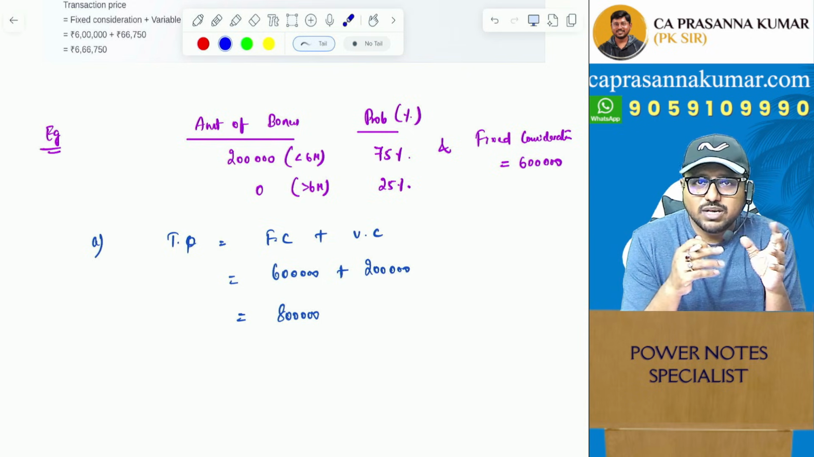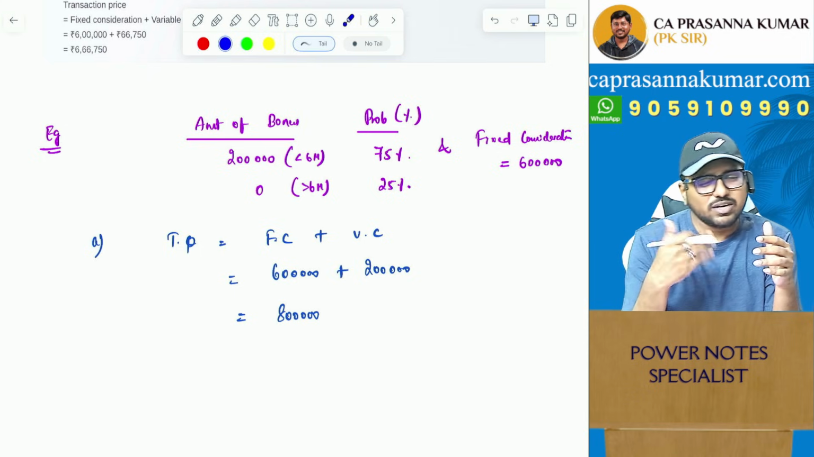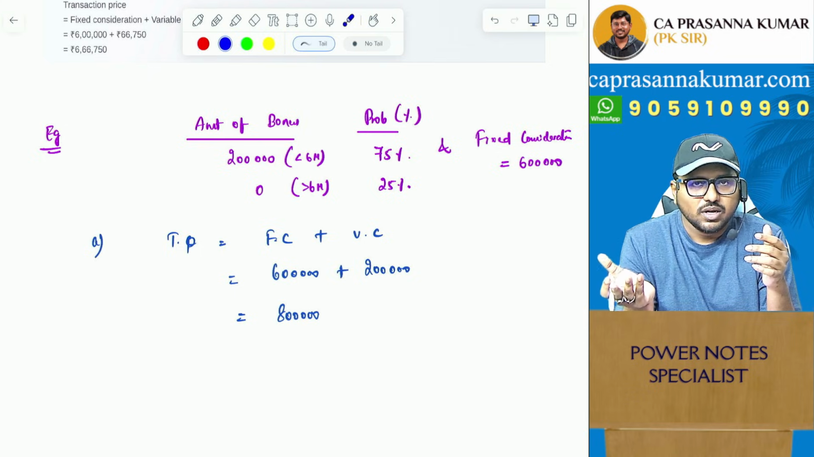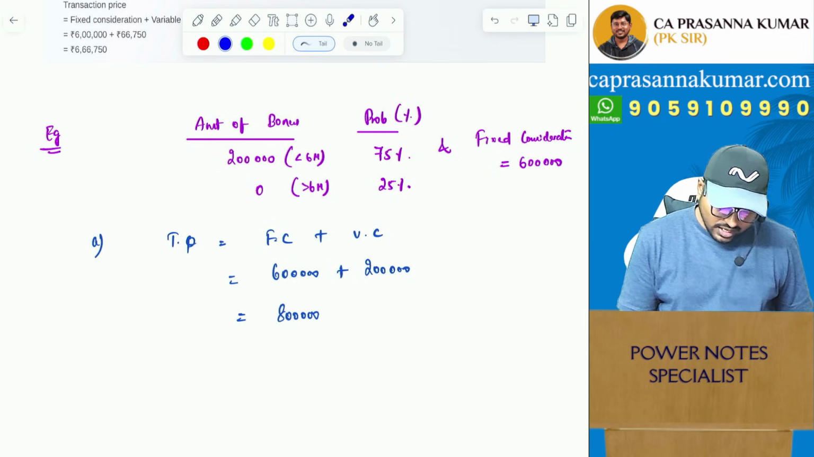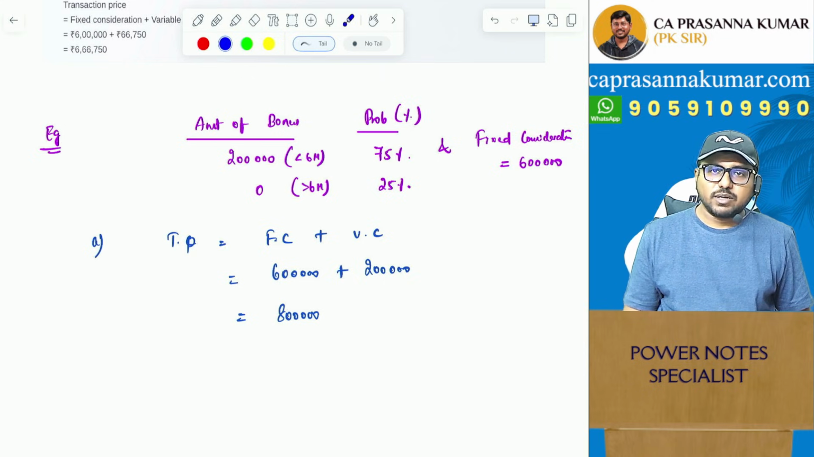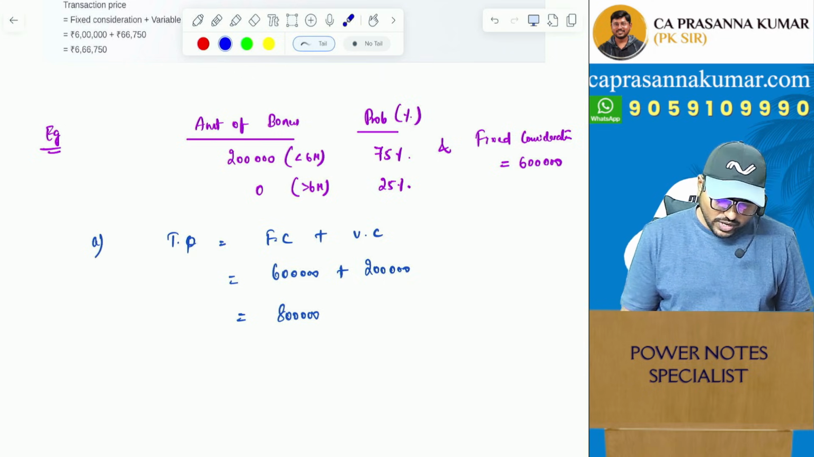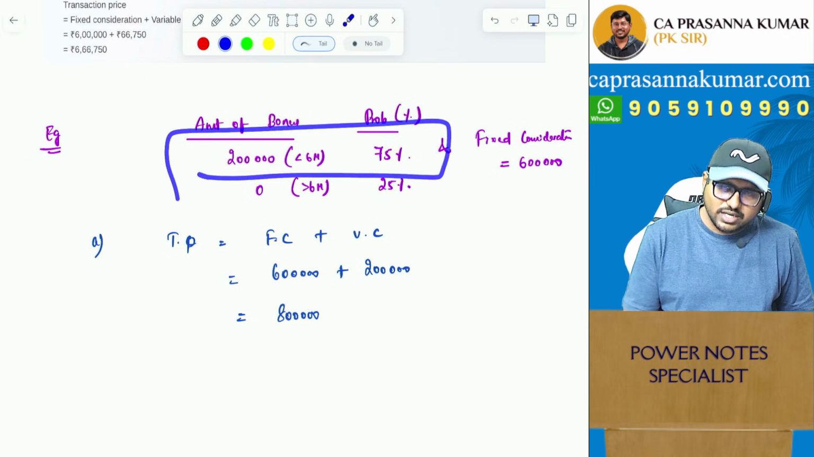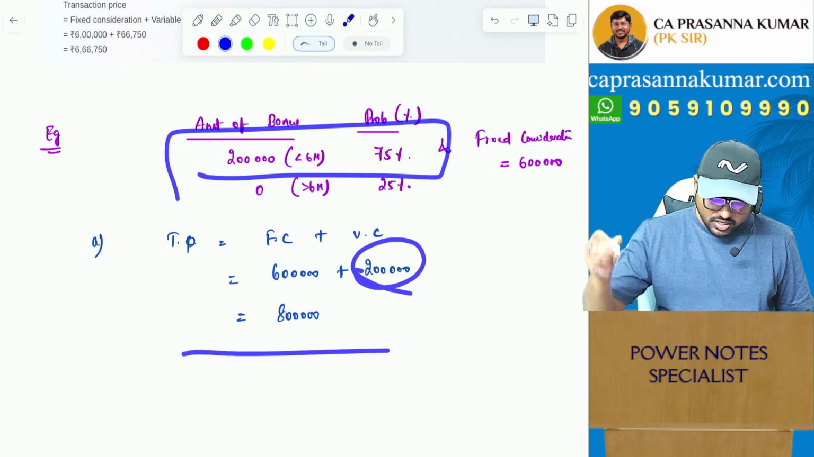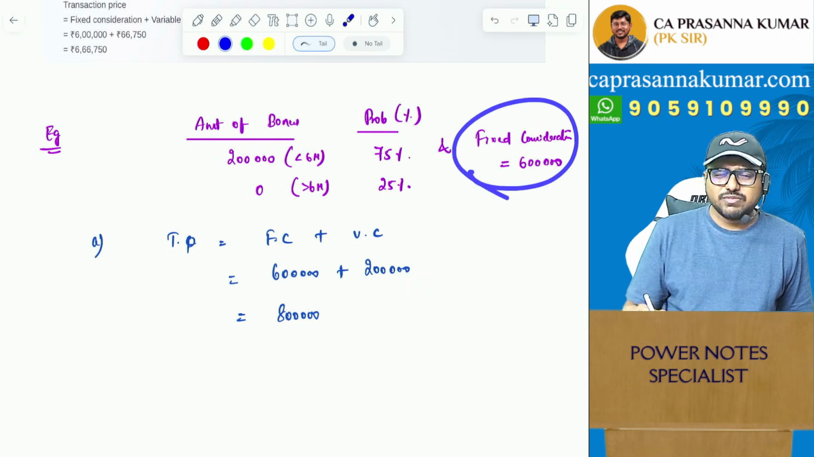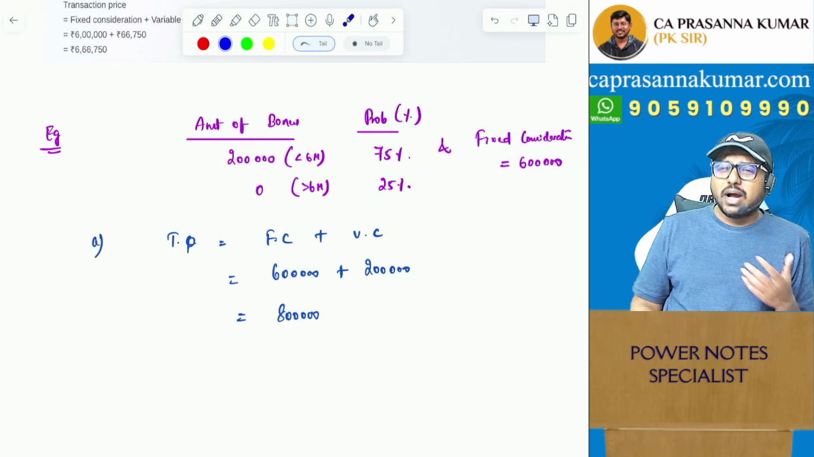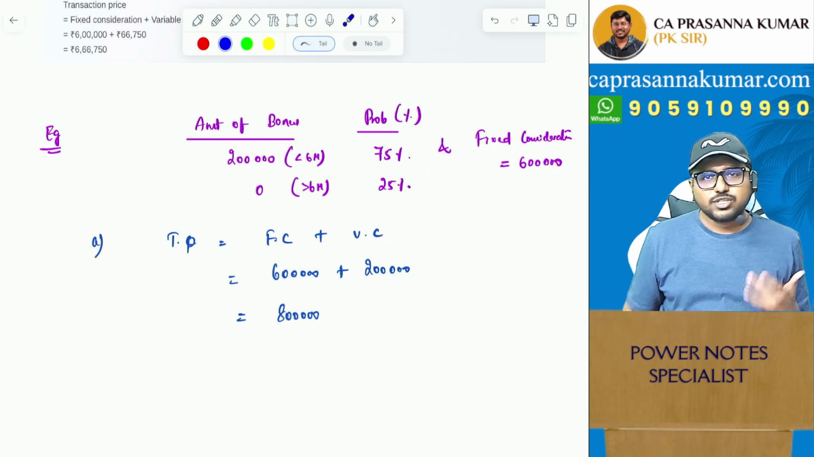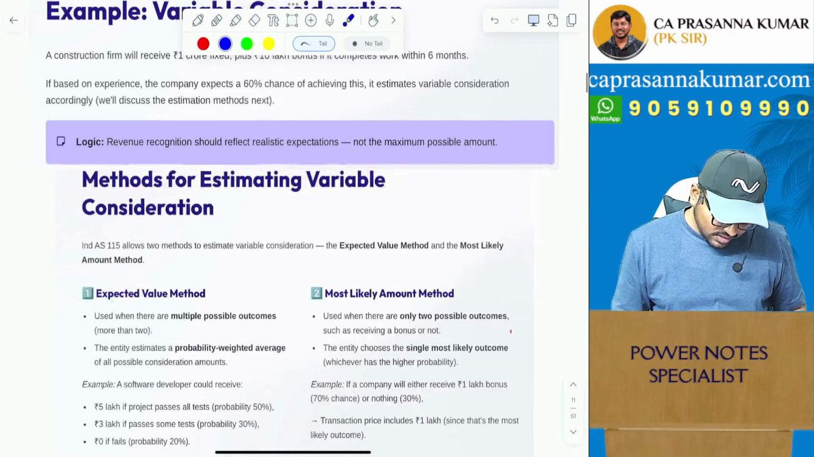See the probability which one is most likely, which means generally it is greater than 50%. Then that full number will be taken. Here again we will not be multiplying 2 lakhs with 75% and then taking the resultant number. No, entire 2 lakhs will be taken because out of these two we are thinking which is possible. This is most likely, take that number. So 2 lakhs will be added. Transaction price will be 8 lakhs along with fixed consideration. Fixed consideration by default will be included in the transaction price. Got it?